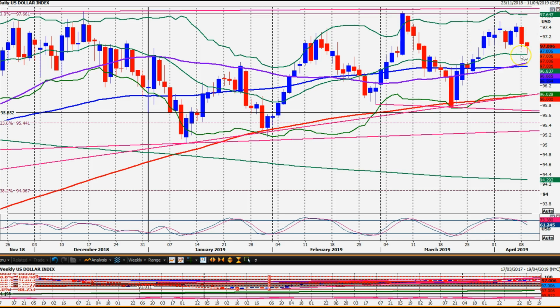Obviously it's not really possible for me to give you any clue on direction because we're just pretty much going sideways. But as I have been saying, the 97.65, 97.75 area will be important on the upside. The midpoint of the Bollinger Band is around 96.85-80. Then we've got the 100-day moving average at 96.60. Those are the levels to watch. And then we've got very, very good support down here, just above 96.00 in the dollar index. So those are the levels to look for if you're trading the dollar.